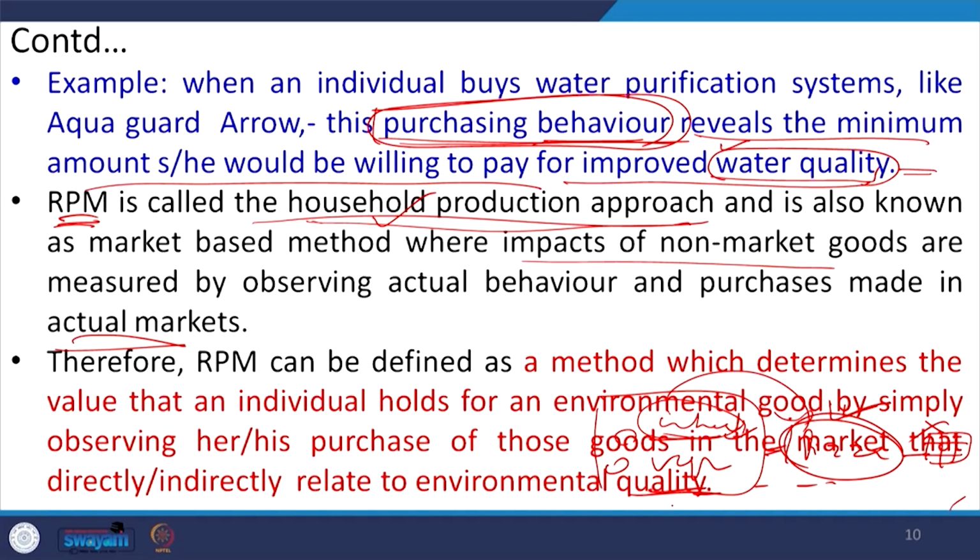Therefore, from this example we can define the reveal preference method as a method which determines the value that an individual holds for an environmental good or environmental service by simply observing the purchase preferences for goods and services in the market, and these purchase preferences are directly or indirectly related to the environmental quality. Here in our example, this is the water quality.